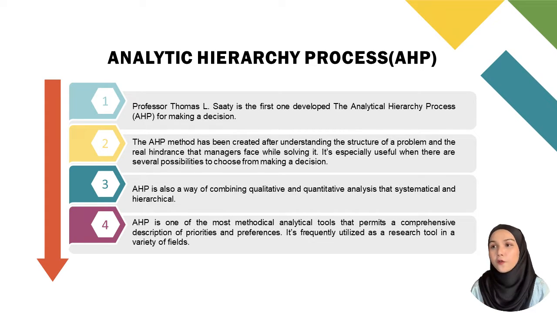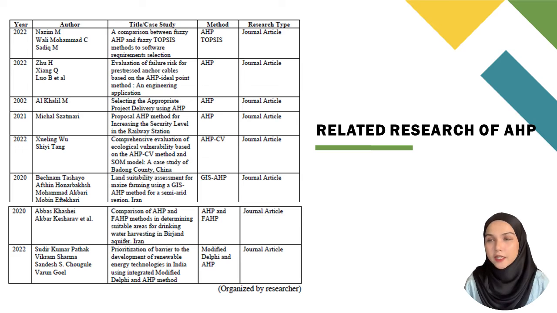AHP is a way of combining qualitative and quantitative analysis that is systematic and hierarchical. AHP is one of the most methodical analytic tools that permit a comprehensive description of priority and preference. This is the related research of AHP.